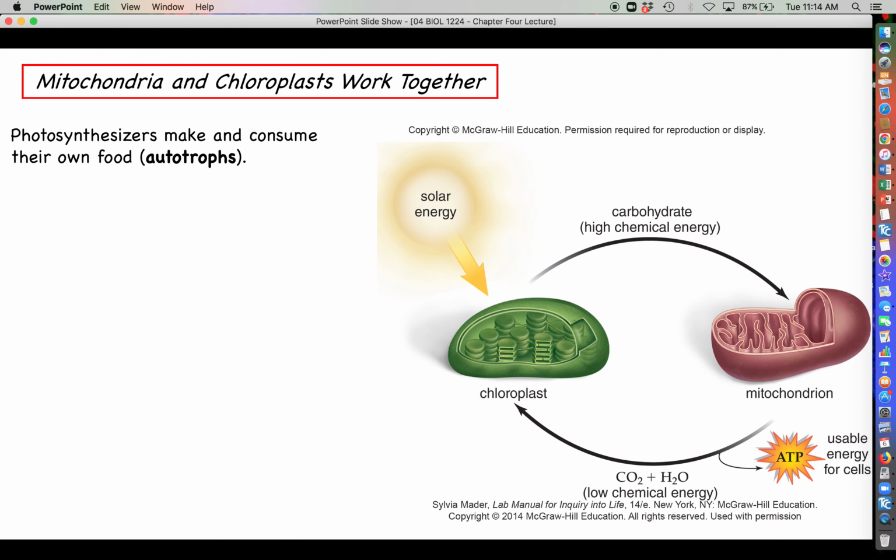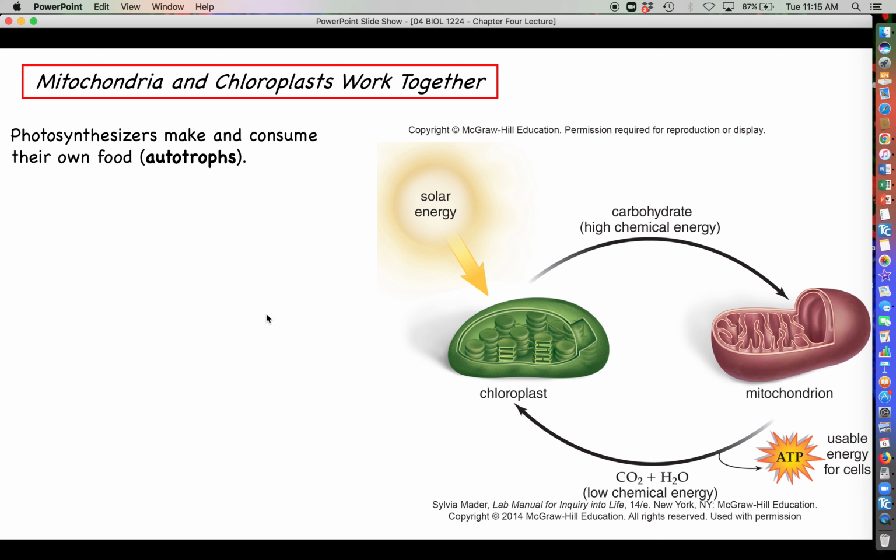Okay, so what we're going to see here is that mitochondria and chloroplasts ultimately work together. The idea is that photosynthesizers are a type of organism called an autotroph. They make and consume their own food. A plant, for example, will absorb energy from the sun and perform photosynthesis to make carbohydrates that it then stores up inside of its own cells, and then the plant cell will also have mitochondria that make these plant cells capable of consuming the food that they made via photosynthesis.